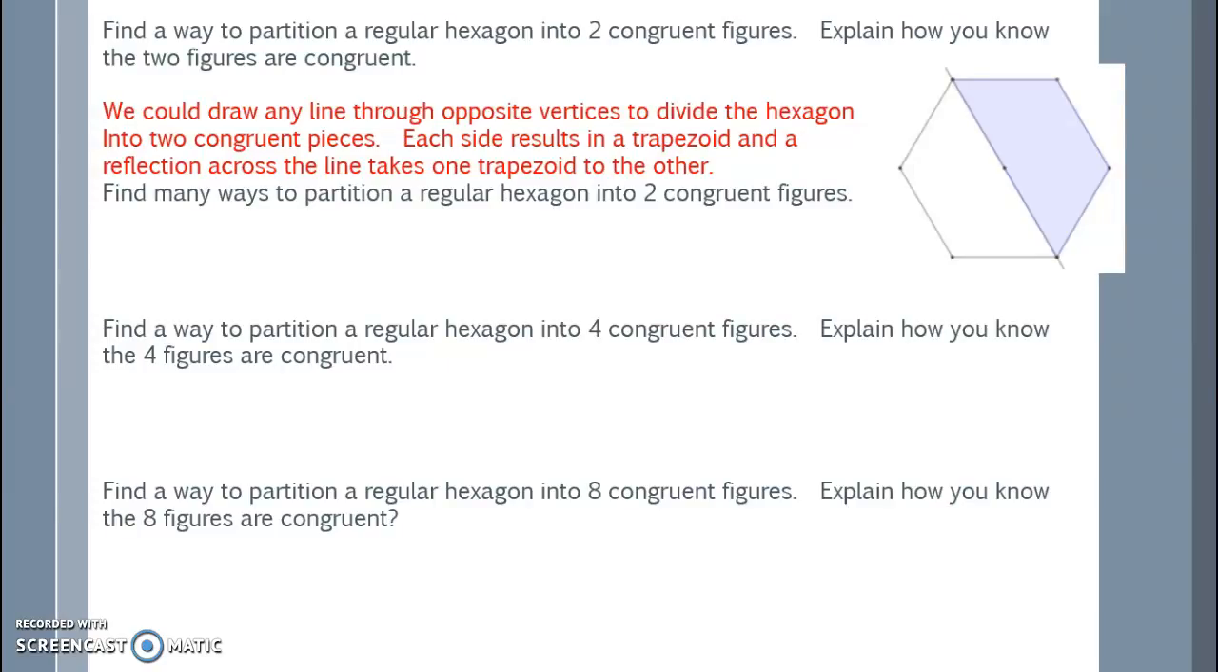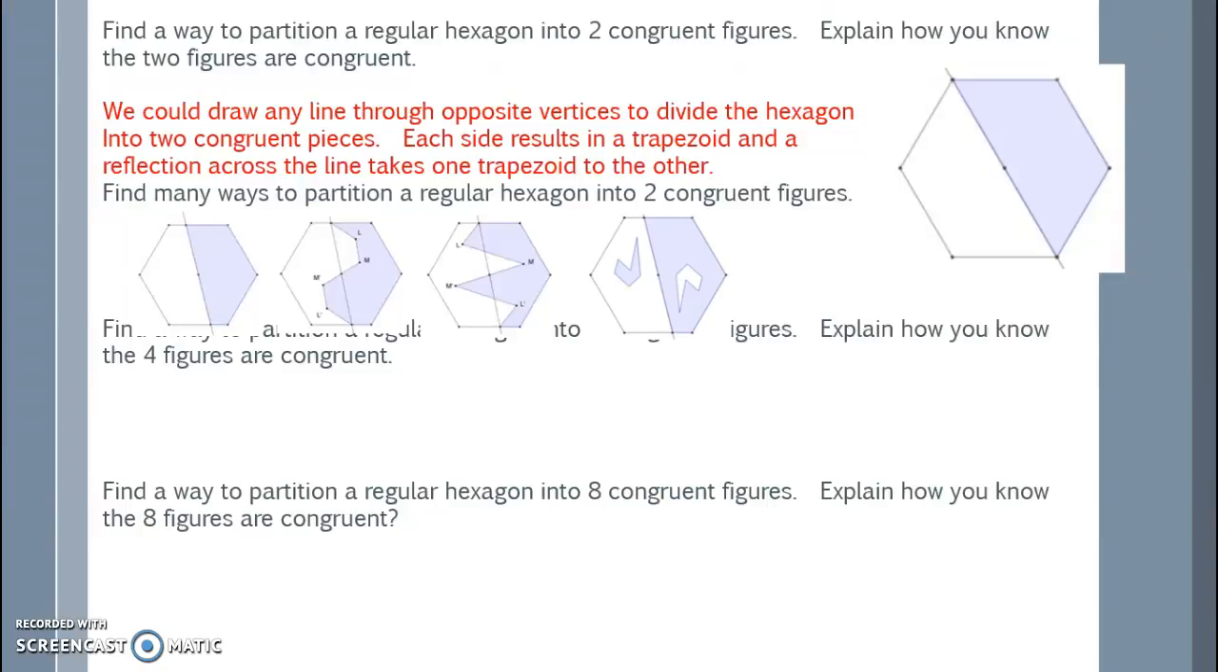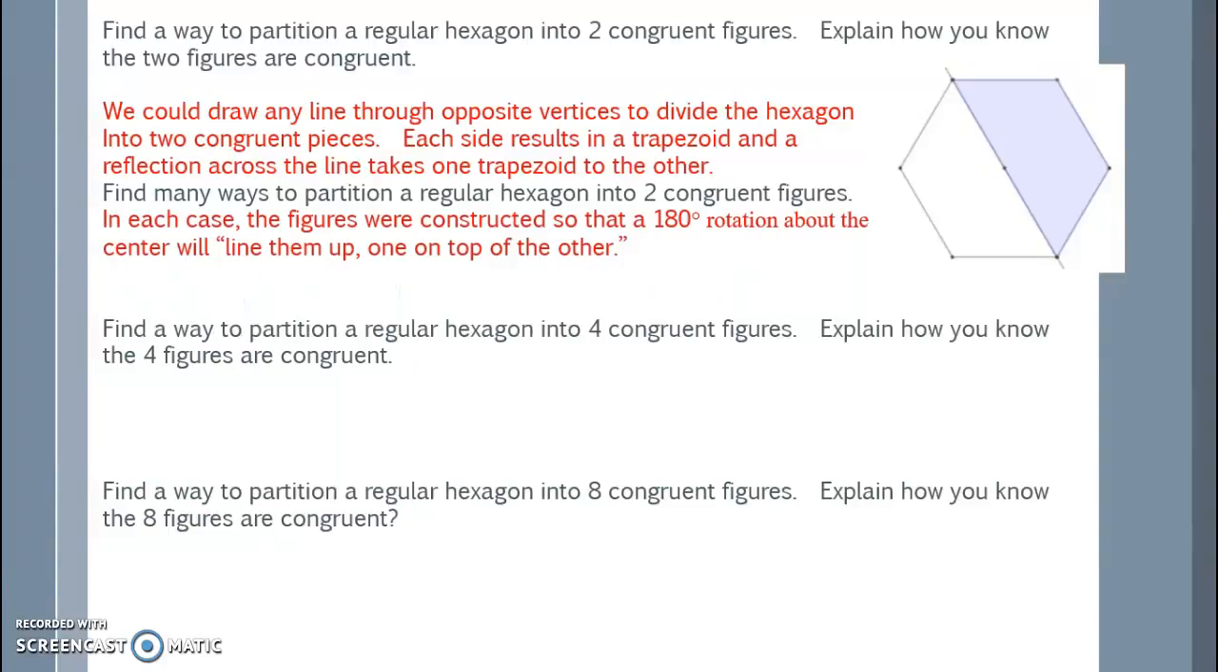Find as many ways as you can to partition a regular hexagon into two congruent figures. So here's one option, just slightly skewed, and we could rotate this and continue the same type of pattern. Here's another one, and yet another one, and a final one. Note that there are infinite possible ways that we could partition it into two congruent figures.